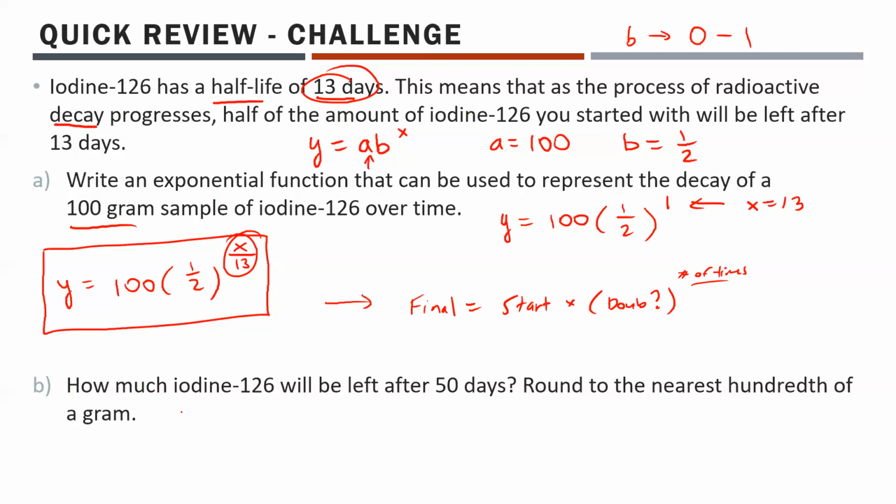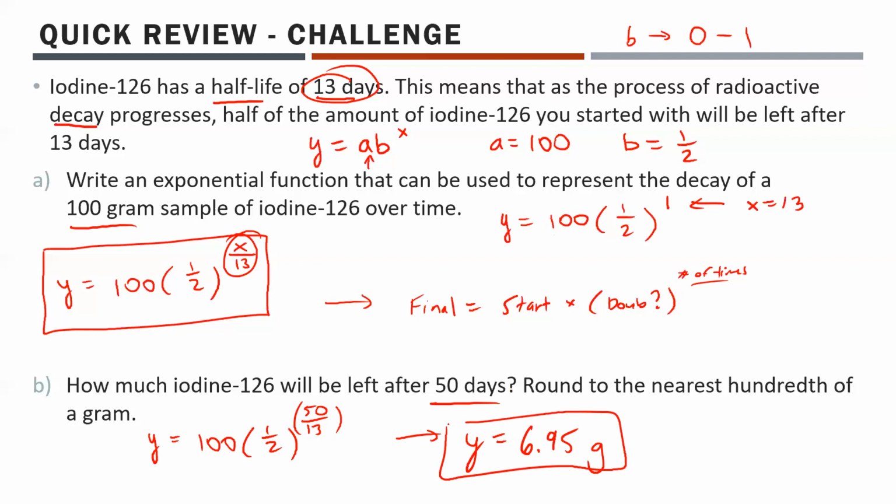For part B, though, it says how much iodine-126 will be left after 50 days. Since we already have a formula, it's just a matter of throwing this in, so I'll do it real quick. Y is equal to 100 times 1/2 to the power of 50 over 13. Make sure that exponent is put in brackets when you put it in your calculator. I've already solved this. Y is equal to 6.95 grams. That would be how much is left after 50 days because it's been chopped in half numerous times.